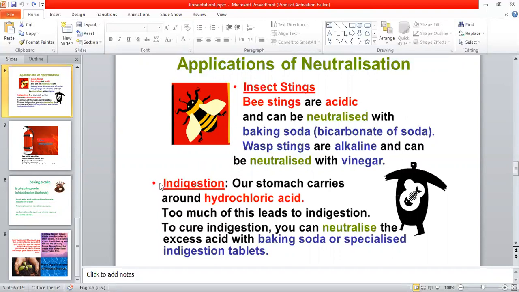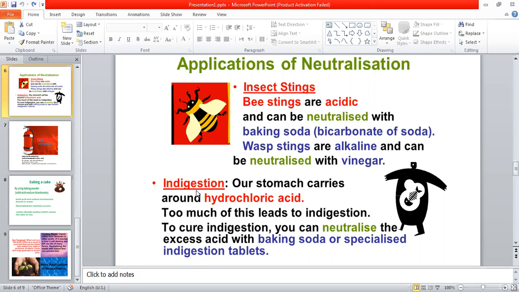The second thing, speaking about applications of neutralization, is indigestion. When you have problems with your stomach and you can't know what has happened, as all of you know that the stomach contains hydrochloric acid. Sometimes due to some reasons, the percentage of hydrochloric acid increases in the stomach. So to neutralize this, of course, I have to use a weak alkali. And when I say a weak alkali, I mean it is weak because I don't want it to cause corrosion or irritation of the skin.